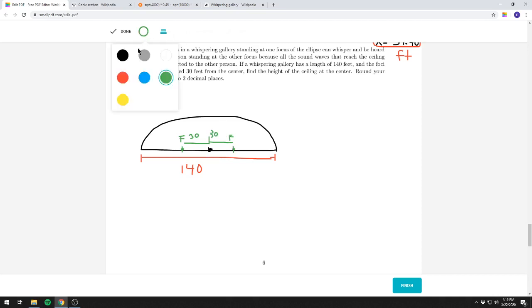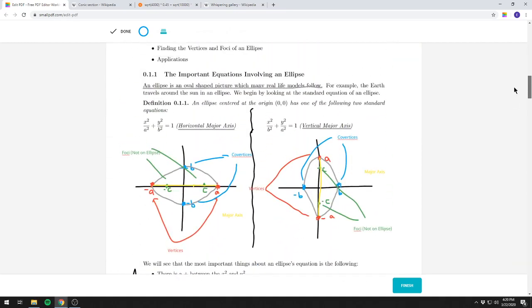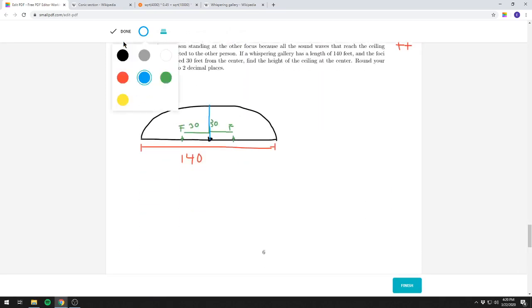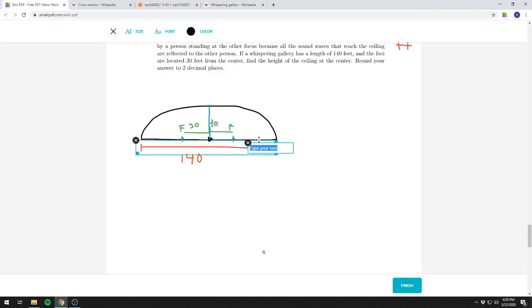The question is, what is the height of the gallery at the center? Meaning, if we're right here at the center, what is the height up to the top? One thing you want to realize here is that this is really just asking what b is. If we're talking about an ellipse, looking at this picture here, the height right above the center is b. So really this question is asking us, what is b in our ellipse? That's what we want to figure out.